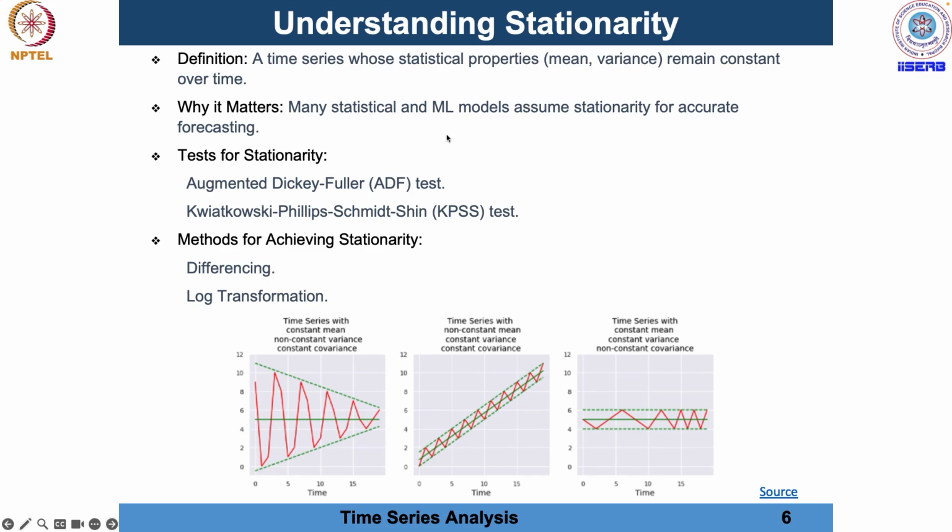How do we check the stationarity? There are two methods: the augmented Dickey-Fuller test, ADF, and the KPSS test. These are tests that give you certain probability numbers.